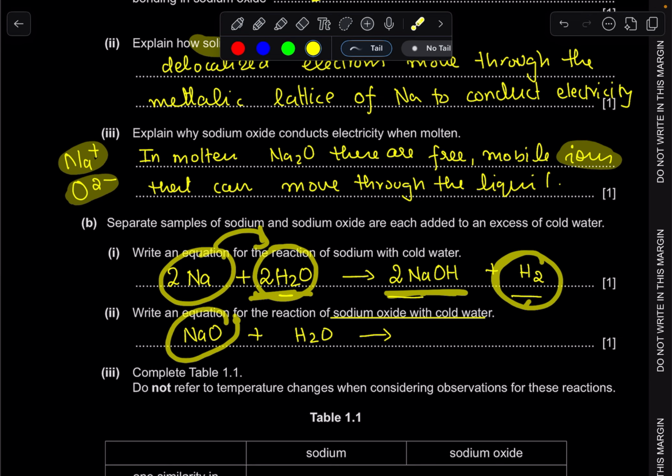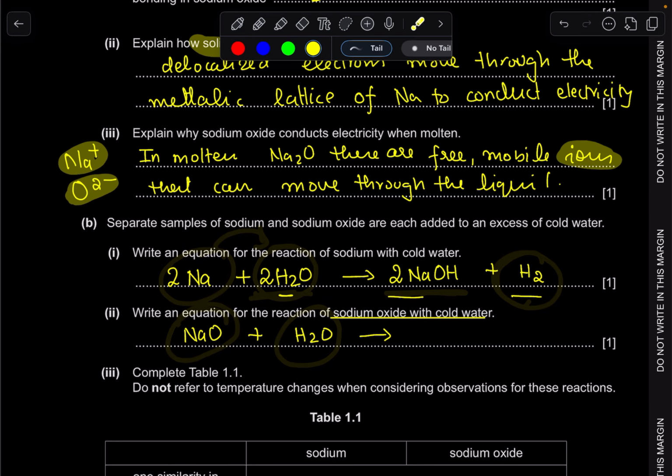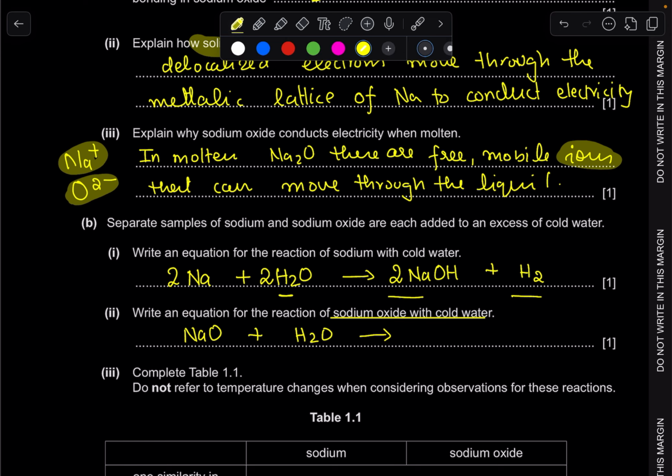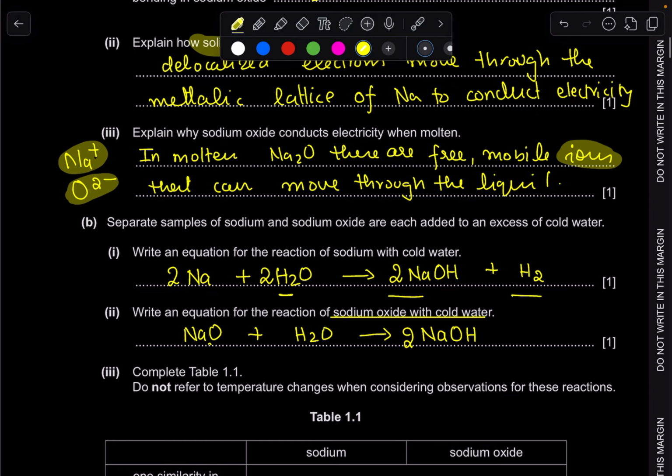But when you add a metal oxide to water, what do you form? When you add a metal oxide to water, you form only hydroxide. So over here, you're not going to form hydrogen gas, you're going to form sodium hydroxide, and you put a 2 here to balance out the hydrogens. And now you added 2 over here. Oh no, it was Na2. Oh, sorry, it was Na2. Right, are we balanced?